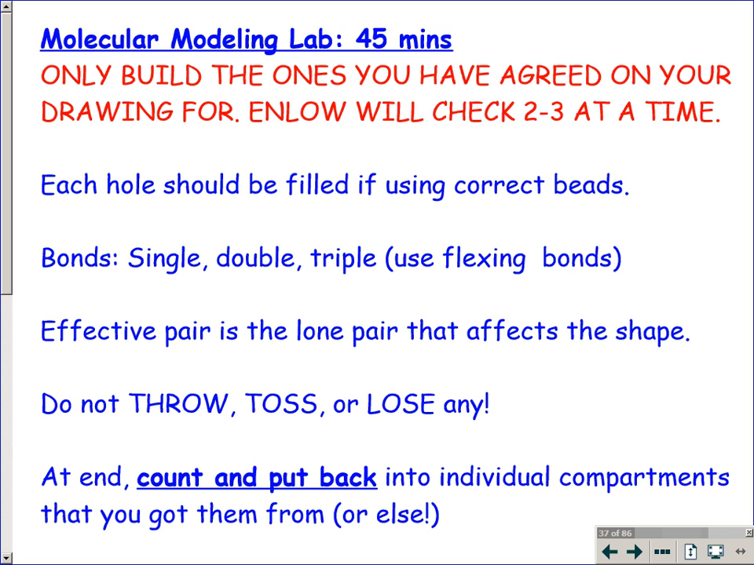Got it? All right, so just be patient with me. You can get ahead, but just understand I've got to check a couple at a time. So I will check off on your papers whenever I've seen it, and we're good. So let's work in groups of 2. Grab a kit and disperse. Okay? Groups of 2.